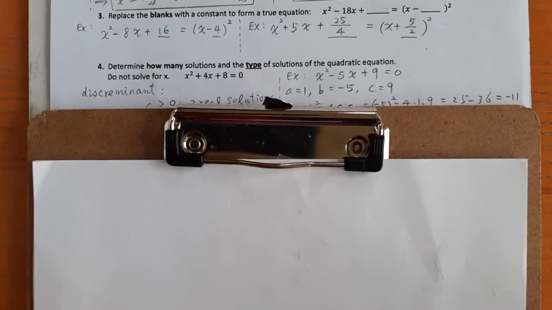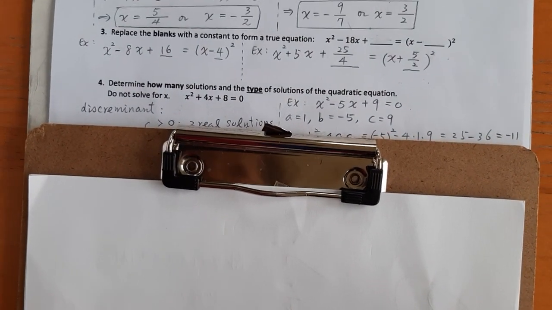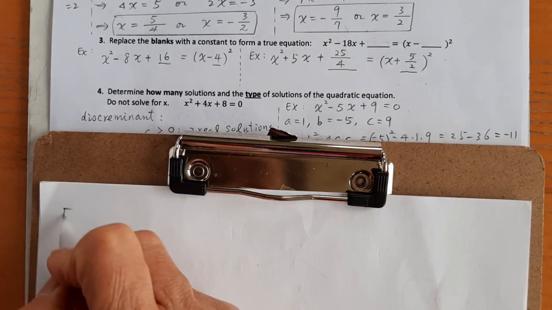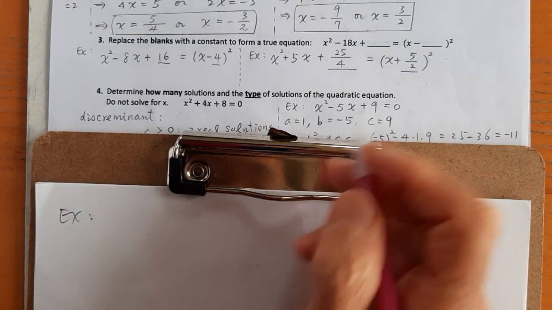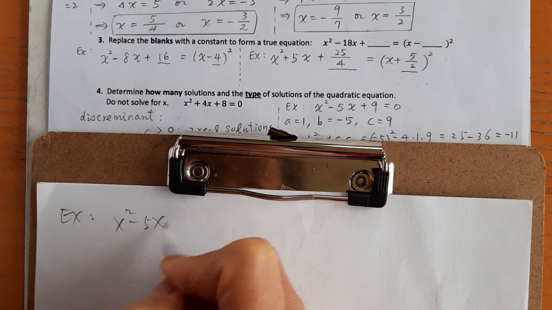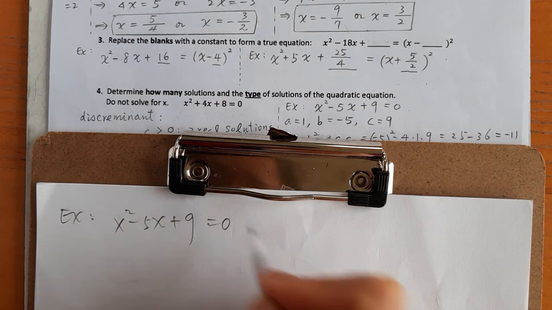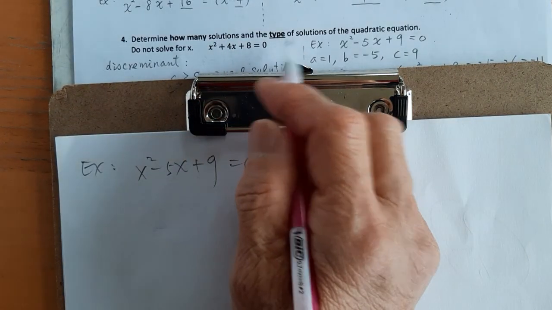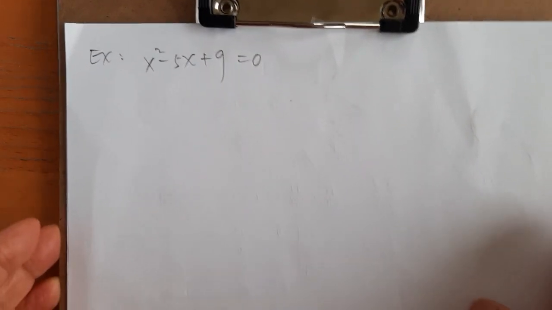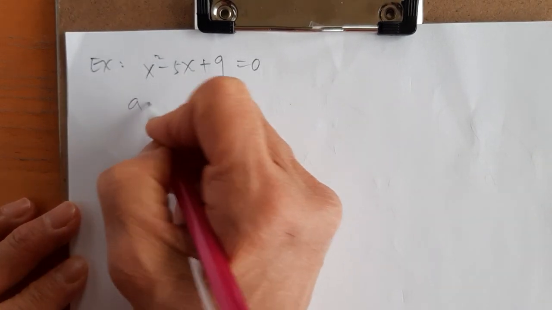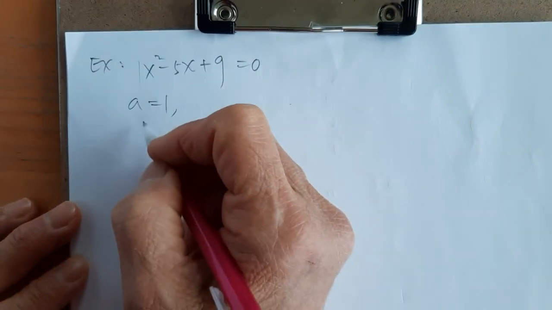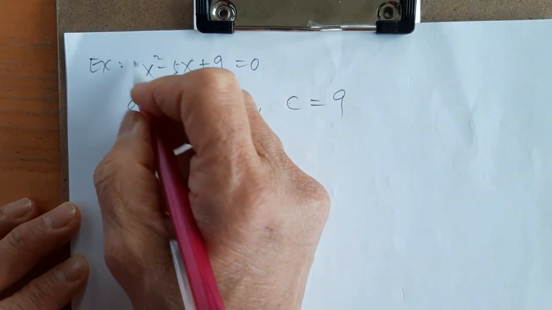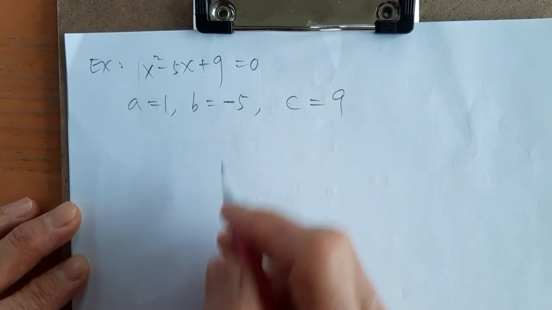Your homework question 4 is this one. Example: x squared minus 5x plus 9 equals 0. Determine how many solutions and the type of solutions. So a equals 1, the leading coefficient is 1. b equals -5. c equals 9. So 1, -5, 9, including the negative sign.